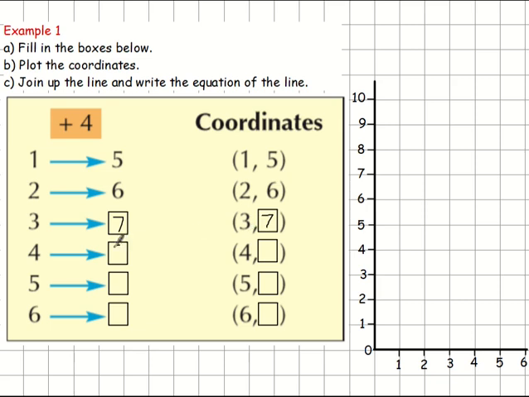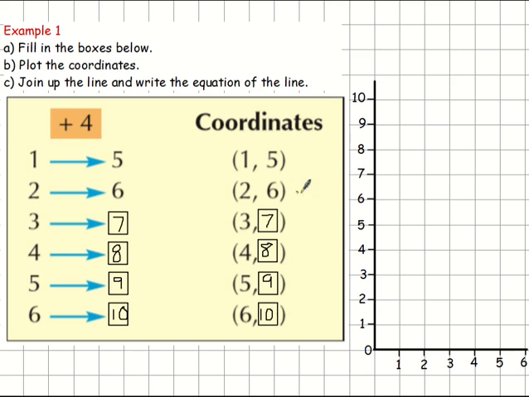4 + 4 is 8. 5 + 4 is 9. And 6 + 4 is 10. And now I've got myself some coordinates which are going to form a nice straight line. And a big hint here, if your coordinates do not form a nice straight line, then you are going a little bit wrong. So make sure they form a nice straight line.